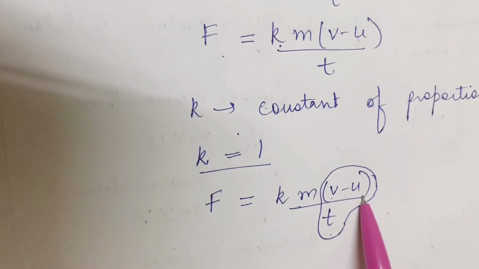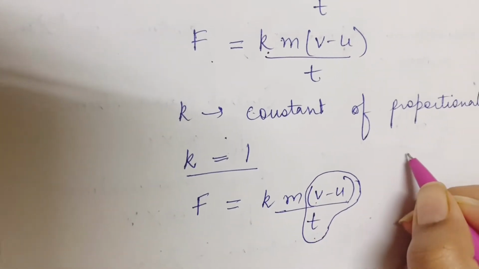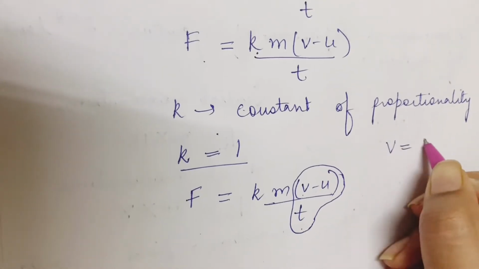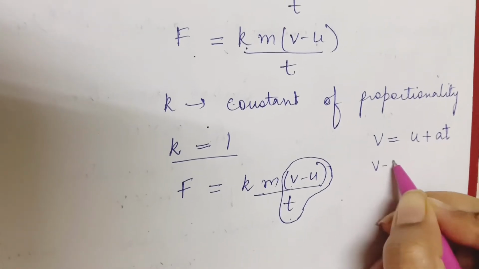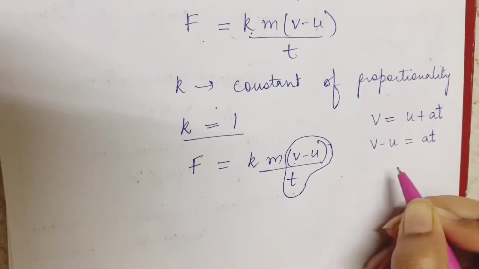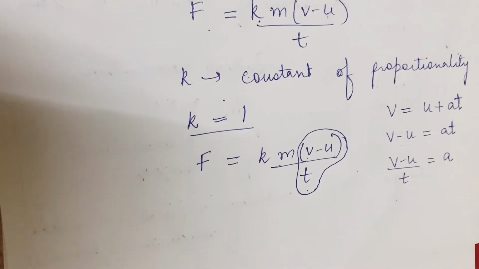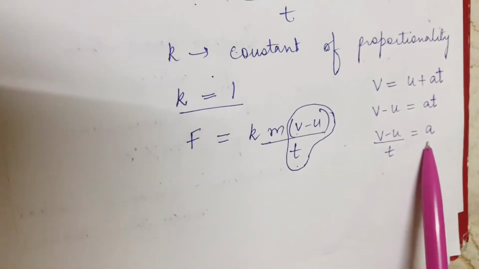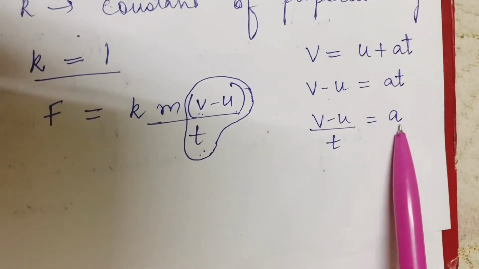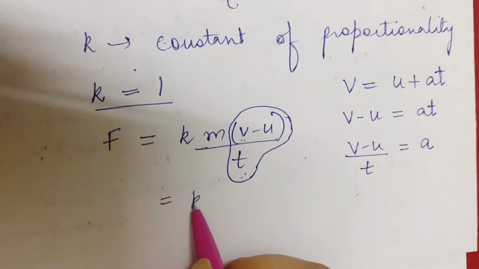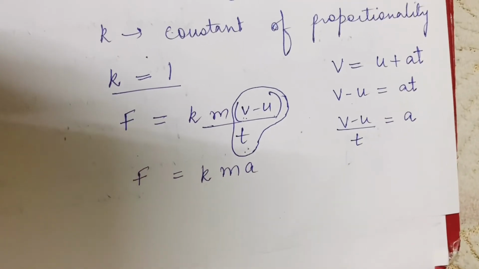We did three equations of motion in chapter 8. In that we discussed our first equation was v is equal to u plus at. Can I say that v minus u is equal to at? Then (v minus u) upon t equals a. Can I substitute this value over here? Instead of (v minus u) upon t, can I write a? So I will substitute this value here, that force is equal to k m into a.